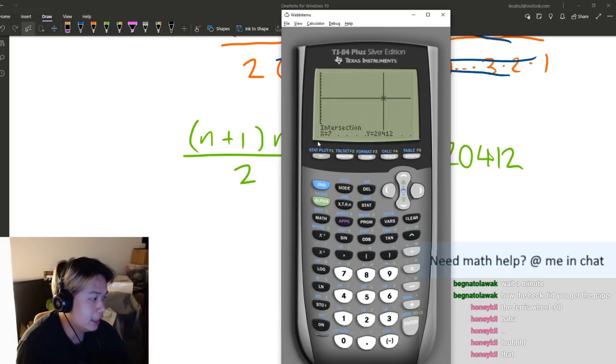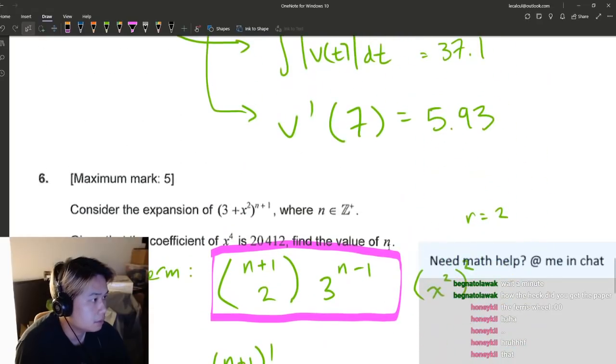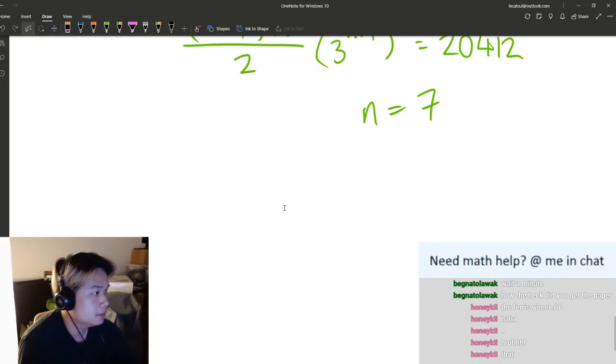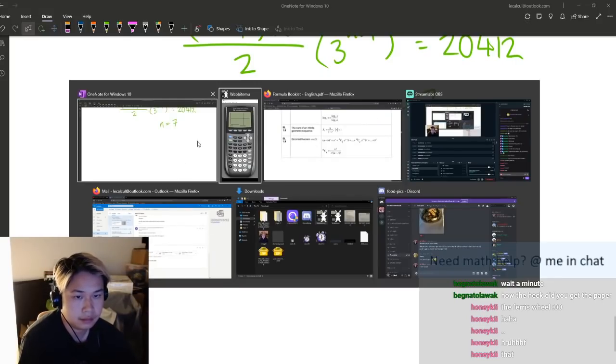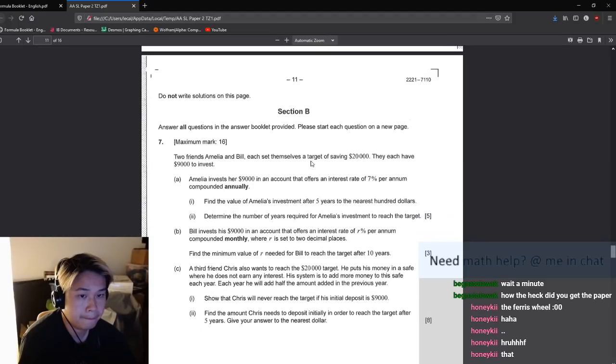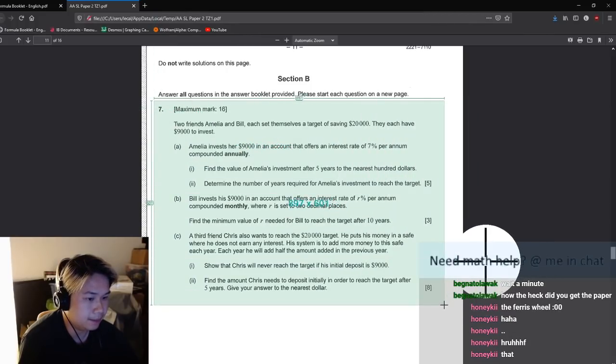And as you can see, the x value is 7. And that is a good sign, because that means you probably did it right, because n has to be a natural number. And then is that the question? Yeah, it is. Find the value of n. And then now we move on to section B. And we're making decent time.